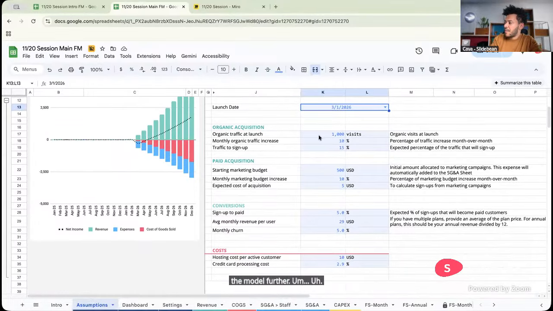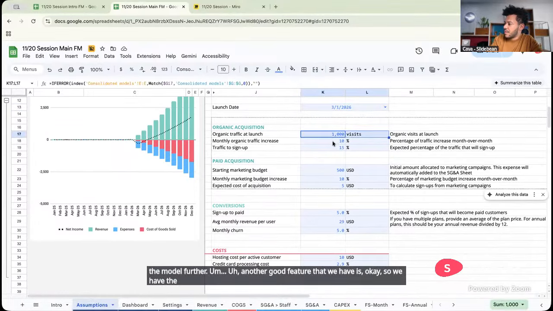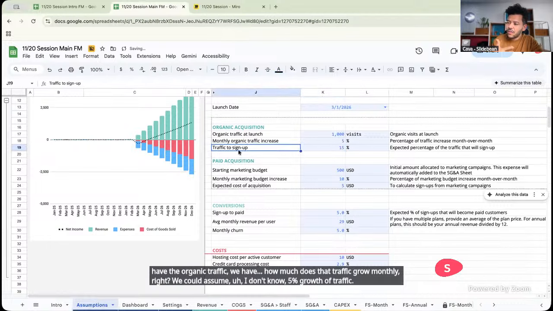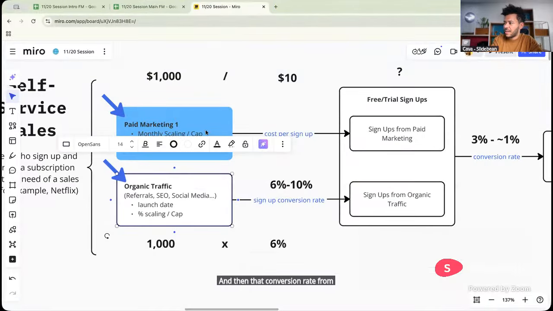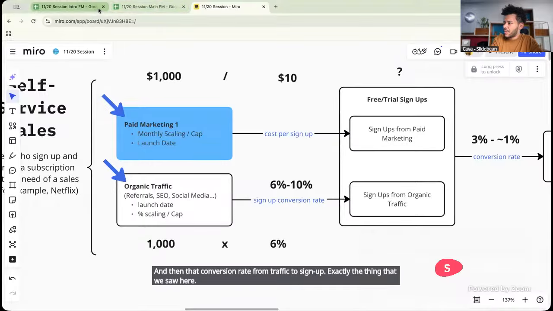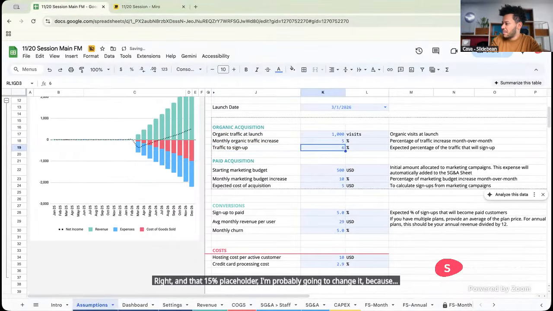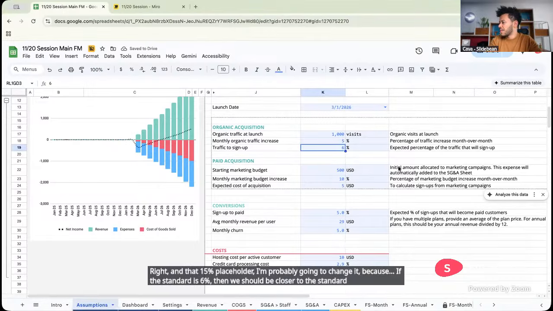Another good feature is that we have the organic traffic, and how much that traffic grows monthly. We could assume, I don't know, 5% growth of traffic. And then the conversion rate from traffic to sign up, exactly the thing that we saw here. That 15% placeholder, I'm probably going to change it, because if the standard is 6%, then we should be closer to the standard.